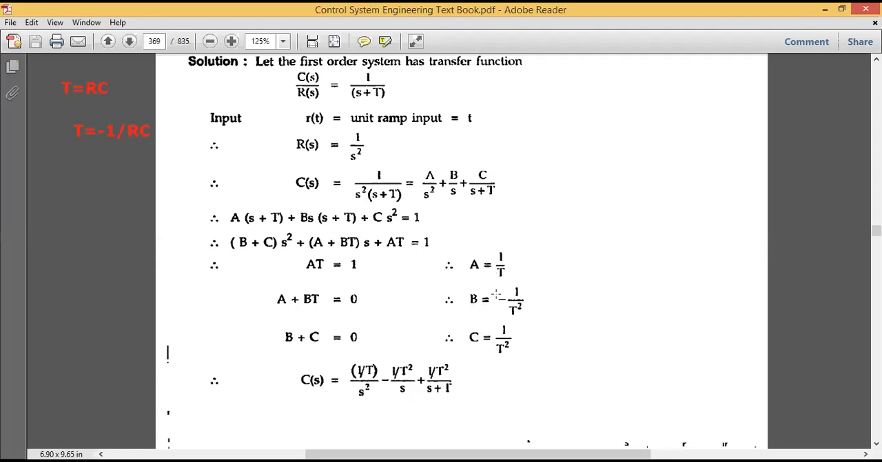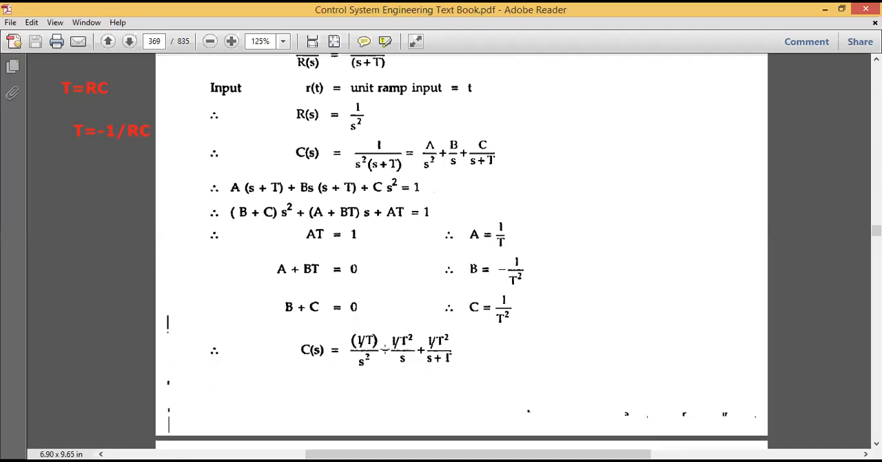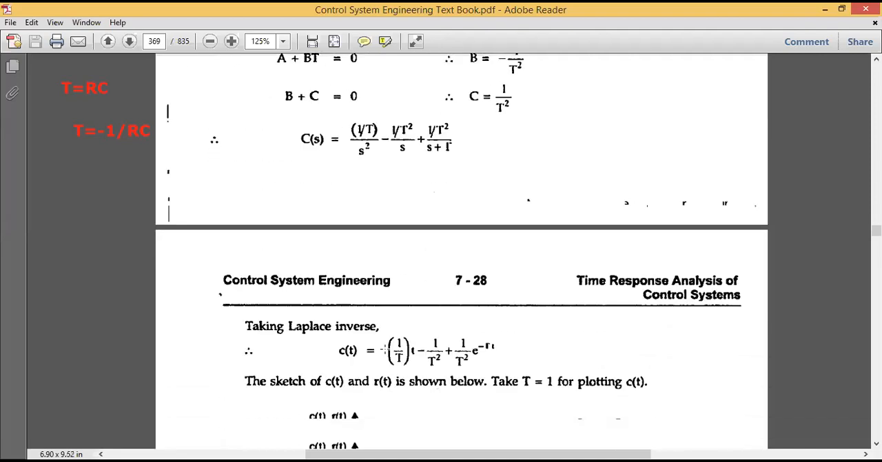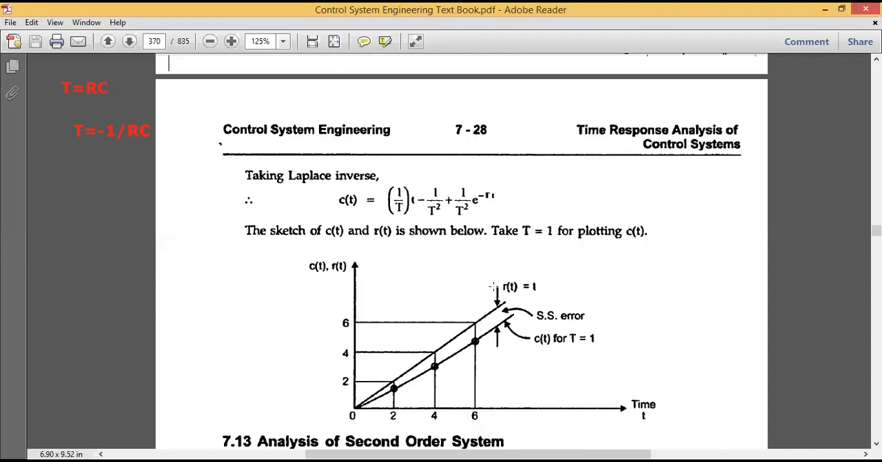So substitute all these a, b, c in this particular formula, you will get C of s. Now this C of s is in the s domain or Laplace domain. Convert this Laplace domain into time domain by taking the inverse Laplace. So c of t is equal to 1 by t into t minus 1 by t square, plus 1 divided by t square, because this is an s plus t term here, so we write it as exponential of minus t into t. So this is the graph for this particular equation. Okay, so in this way we go for finding the solutions for any given problem.